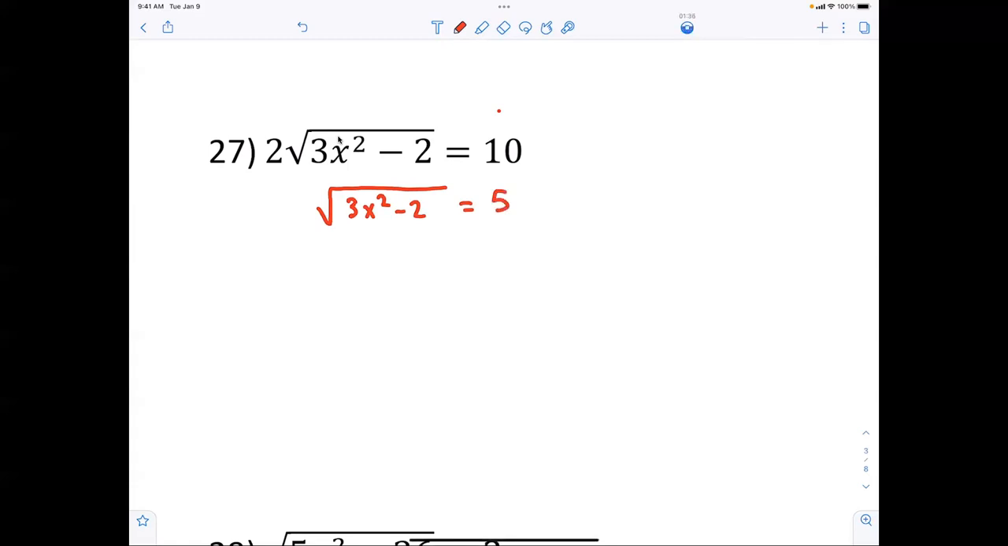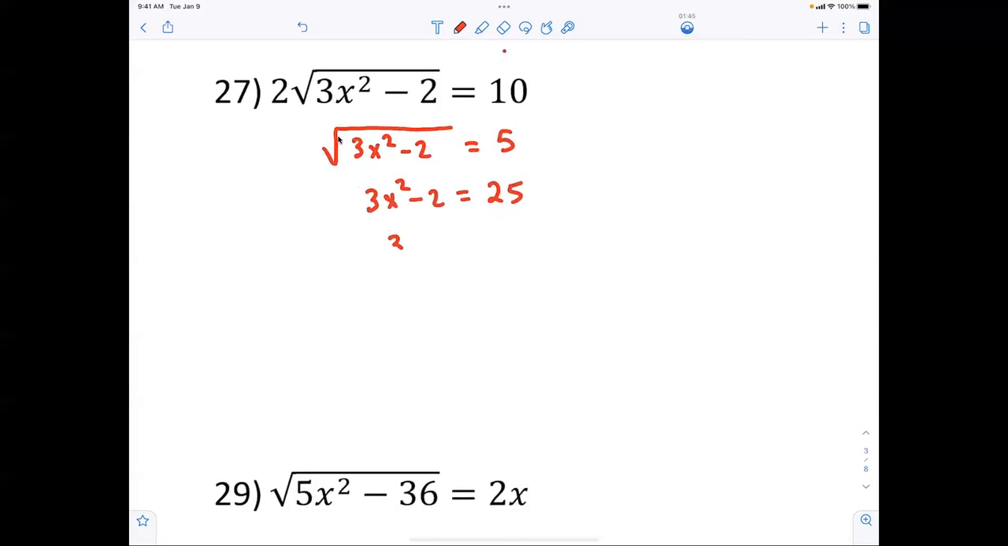Now what do I do? Square both sides. 3x squared minus 2 equals what? 25. Now what? 3x squared equals what? 27. So x squared equals 9. So x equals, be careful, plus or minus 3.